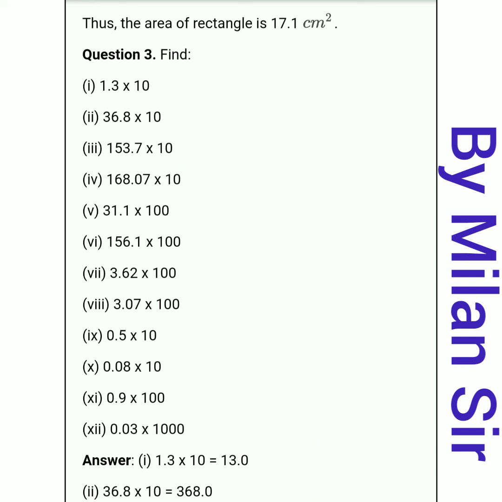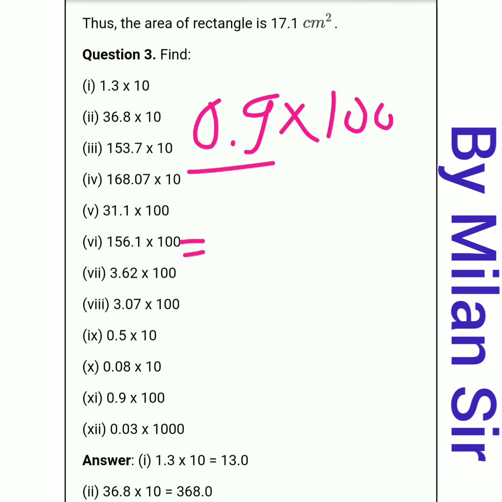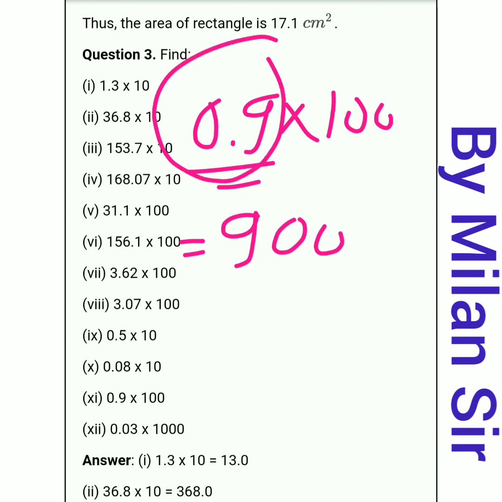Then question number 11: 0.9 multiply 100. So ignore the decimal point. So it is 9 only. Multiply 100. So 900. Now here before one digit we need to put the decimal point. So put the decimal point here. So 90.0. It is 90 only. Right.